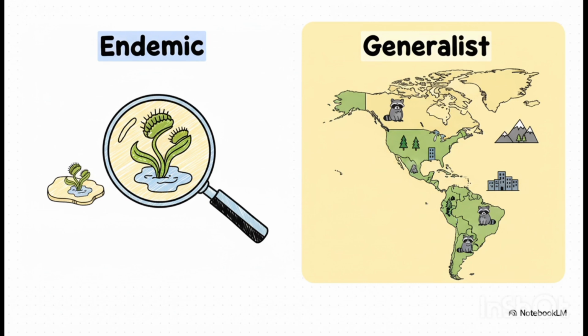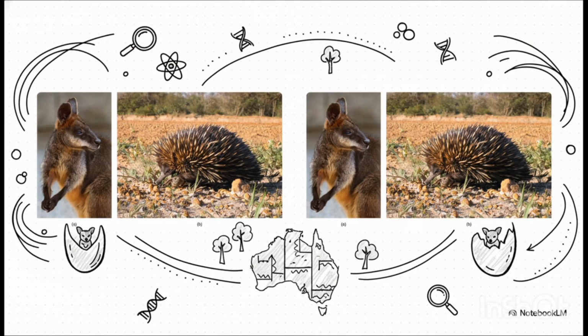And then you have the generalists, like a raccoon, that are super adaptable and can pretty much live anywhere. Understanding that difference is huge. And speaking of endemic species, Australia is like the ultimate case study.